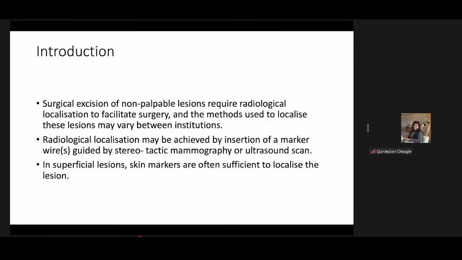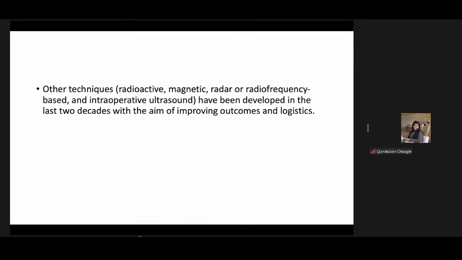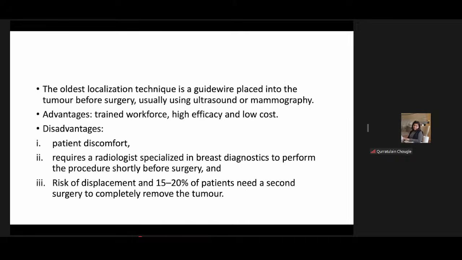And there are various ways to localize these lesions, and they may vary between institutions. The radiological localization may be achieved by insertion of marker, as said by my colleagues previously, and by stereotactic mammography or under ultrasound guidance. In superficial lesions, skin markers are often sufficient to localize the lesion. The oldest localization technique, as we all know, is guide wire placement into the tumor before surgery, either under ultrasound or mammography guidance.